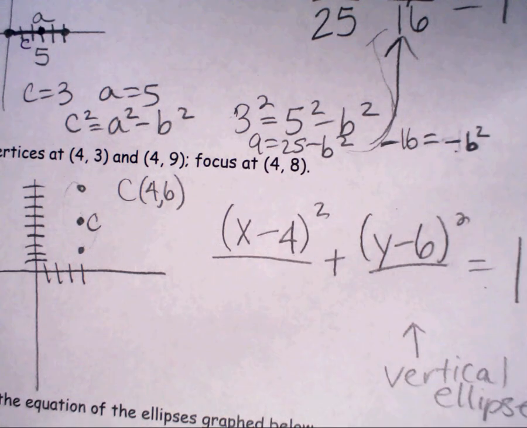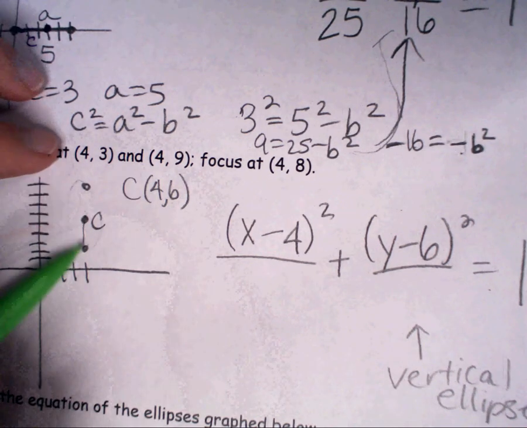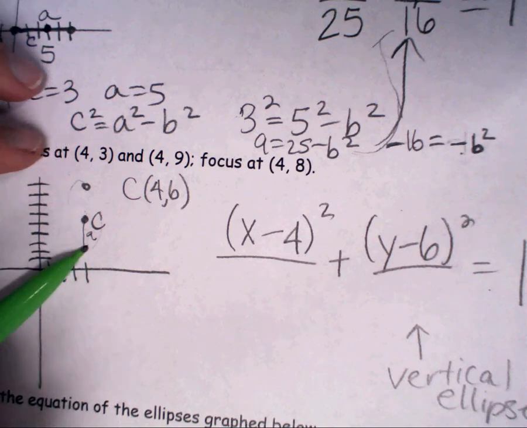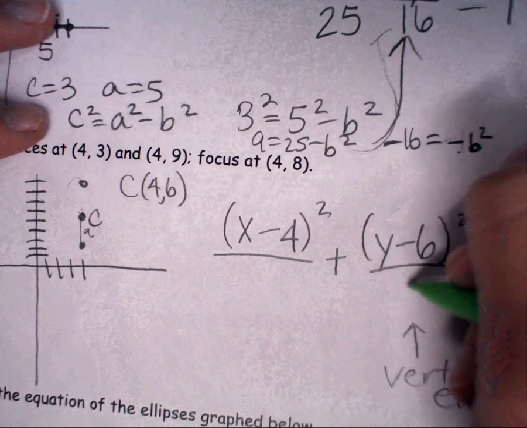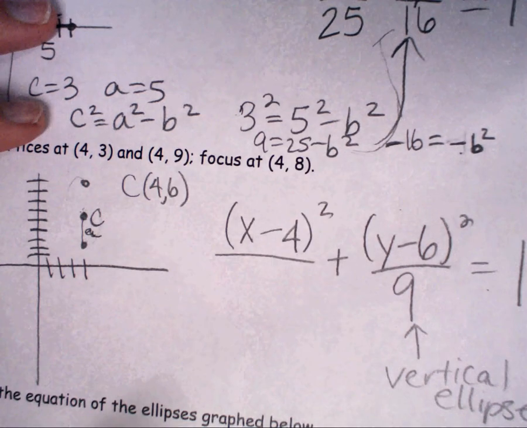Okay, so now I'm missing the a and the b. Well, I know a, because a goes from here to here. So from 6 to 3, that's a distance of 3. So 3 squared is 9. So this distance is a. I knew it went here because it's up and down.